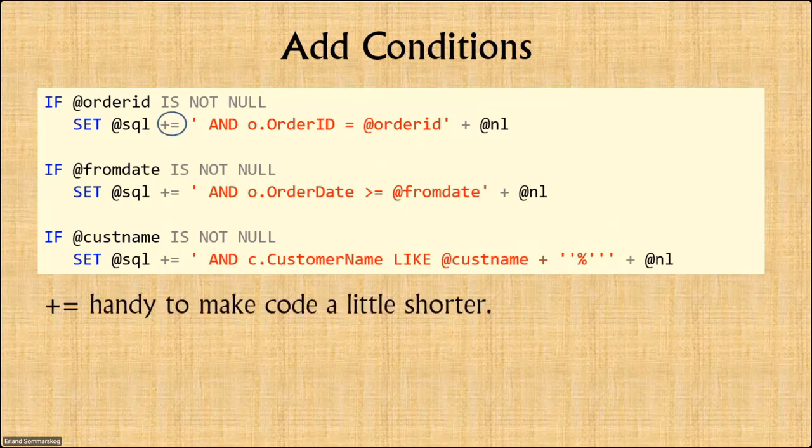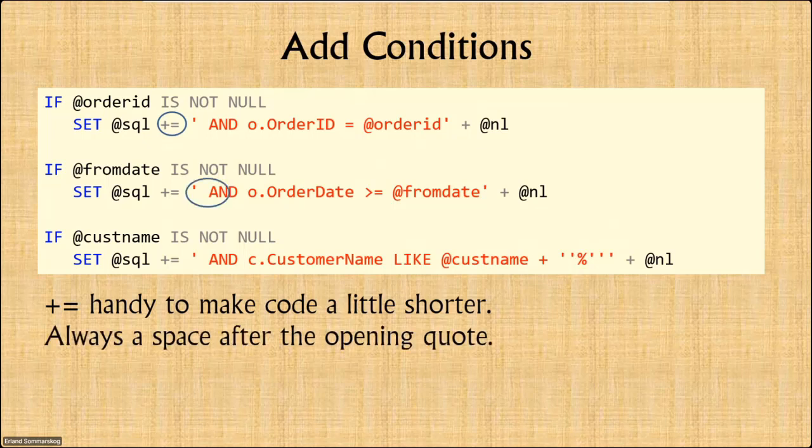A few things here to highlight. This plus equals makes the code a little shorter. This operator was introduced in SQL 2008, so if you're still on 2005, you will not be able to use it. This is very important: after the opening quote, I have a space. This is one of these discipline things. Make sure you always have this space so you don't have code running into each other. You really need to make sure you do this.